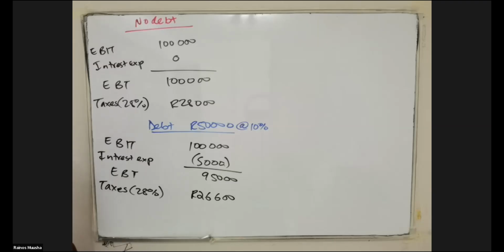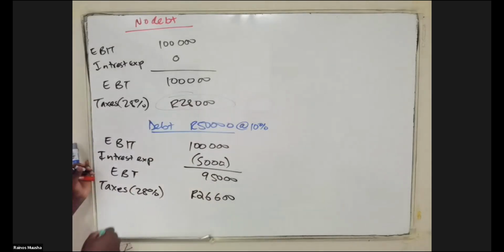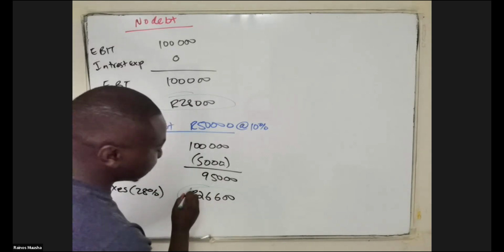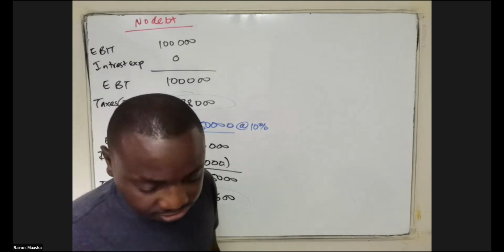So do you see, when they're talking about debt as a tax planning tool, that instead of you paying 28,000 as taxes to the government, because you're utilizing debt, you're only paying 26,600. So debt basically gives you a tax advantage. Are we on the same page? All right, any questions?